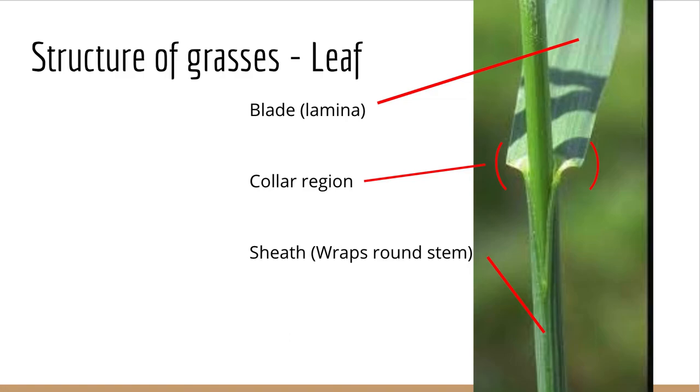Structure of grasses and leaves, how they can help us ID a grass. This blade here is also called the lamina. If we move to the collar region, this is made up of an auricle and a ligule. And you have the sheath here, which wraps around the stem.